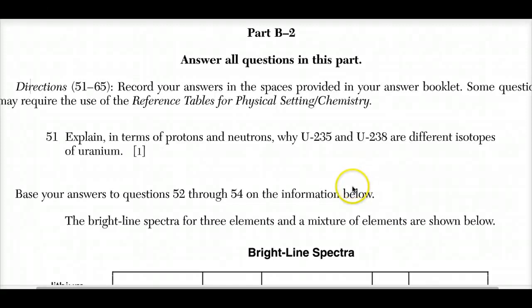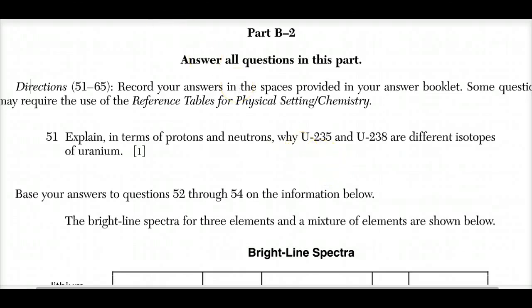This is the free response section of the June 2011 Chemistry Regents, and we're going to be going over the free response section, which is part B2 and part C, where we have these questions that require you to write in the answer booklet that's designed for your test. So let's begin. 51. Explain in terms of protons and neutrons why uranium-235 and uranium-238 are different isotopes of uranium.